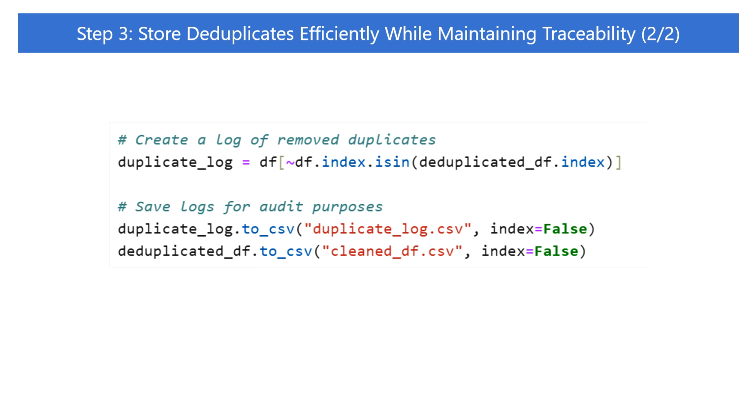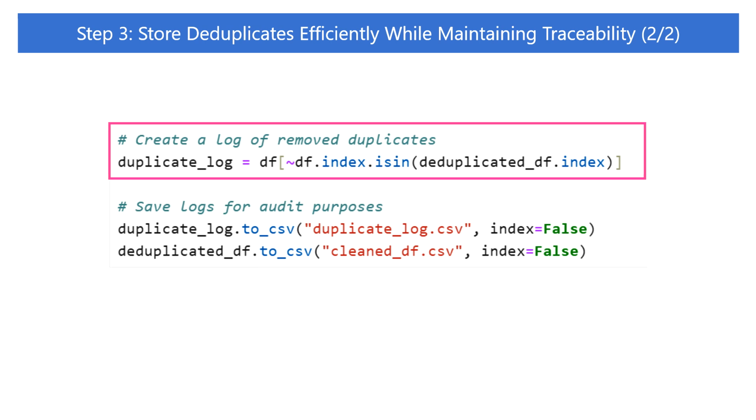This code logs the removed duplicate records and saves both the clean data and the removed duplicates as CSV files for auditing purposes. This line extracts the rows from the original dataset that are not present in the de-duplicated data. This effectively identifies and logs the removed duplicate records.